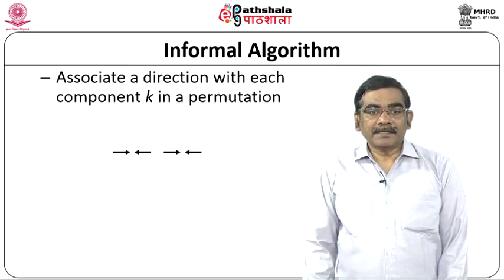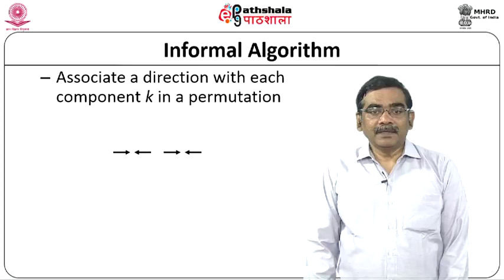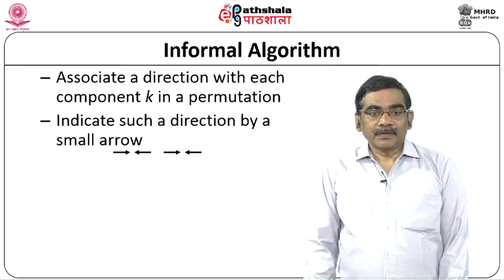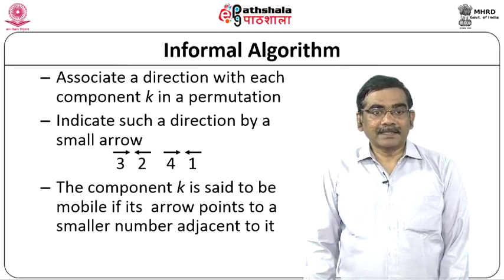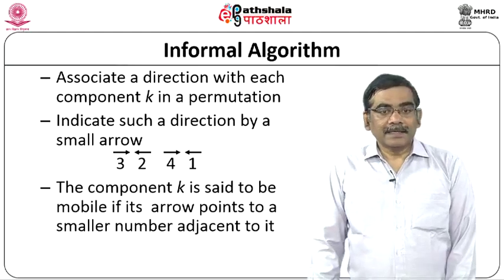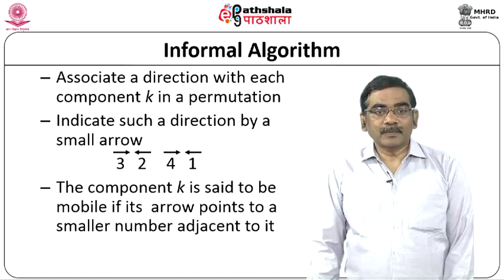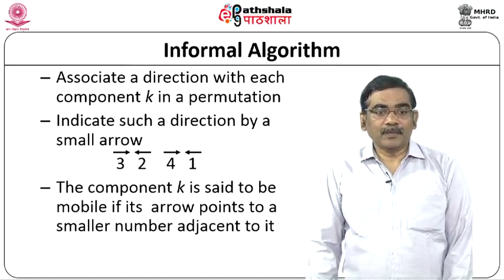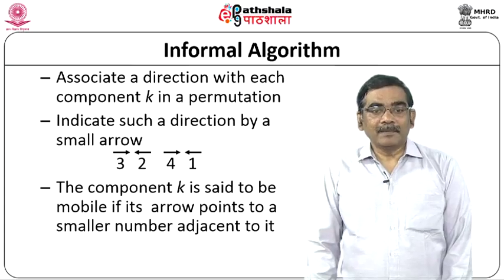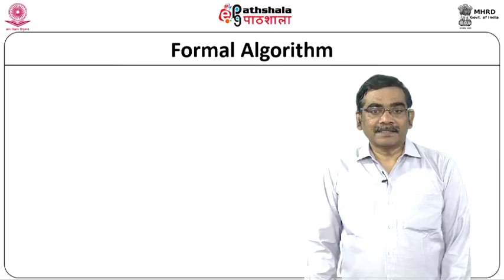Every integer is assigned a direction with each component. So, we can use arrows like this to indicate the directions. For example, now you can see exactly how the directions are represented. Then the component k is said to be mobile if its arrow points to a smaller element adjacent to that. So, that means if the adjacent element is smaller, then we can move this object on that side.